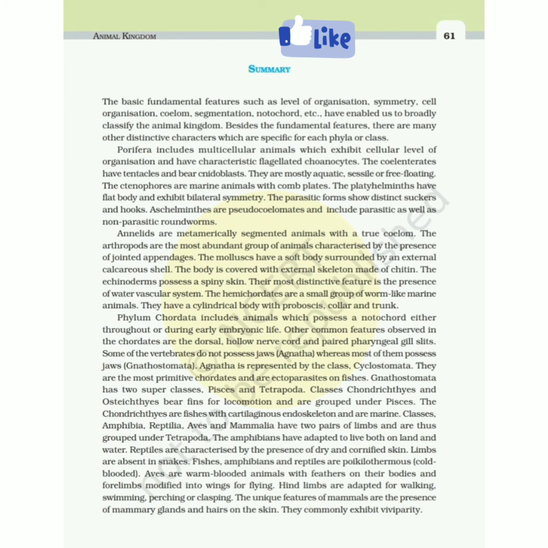The platyhelminths have flat body and exhibit bilateral symmetry. The parasitic forms show distinct suckers and hooks. Aschelminthes are pseudocoelomates and include parasitic as well as non-parasitic roundworms. Annelids are metamerically segmented animals with a true coelom. The arthropods are the most abundant group of animals characterized by the presence of jointed appendages. The mollusks have a soft body surrounded by an external calcareous shell. The body is covered with external skeleton made of chitin. The echinoderms possess a spiny skin. Their most distinctive feature is the presence of water vascular system.